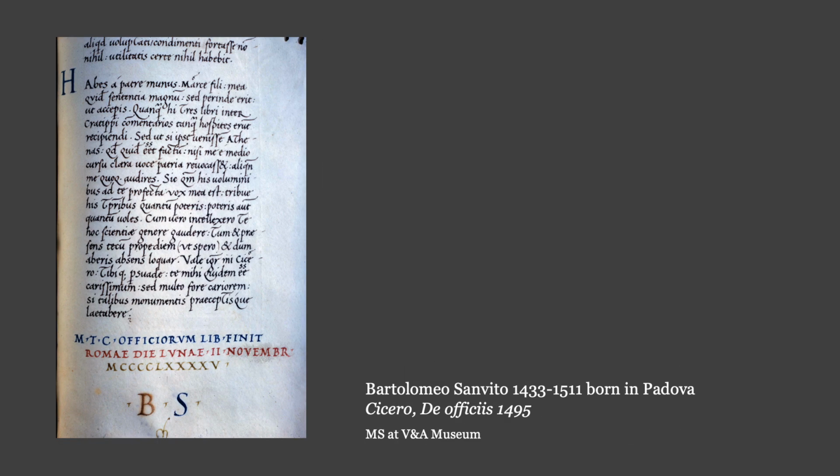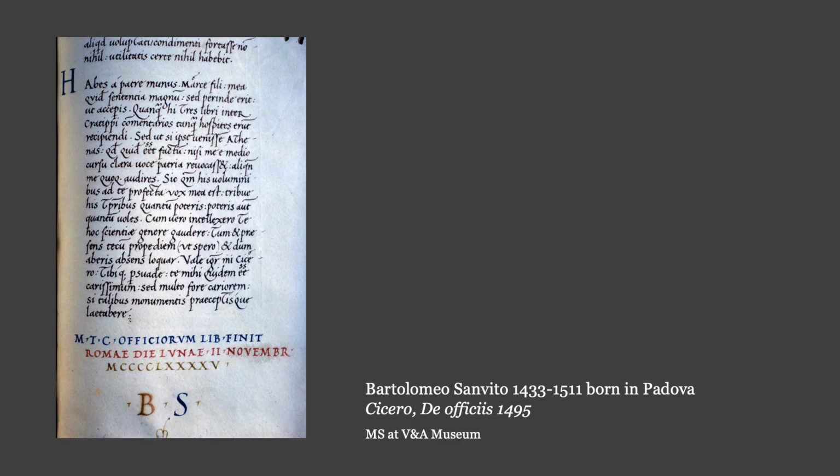A scribe working in Padua in Italian. Bartolomeo Sanvito is a name that's become more and more widely researched and well worth bearing in mind. This is an example of quite a small format text of the Latin writer Cicero in the V&A Museum, and it's written on fine vellum.